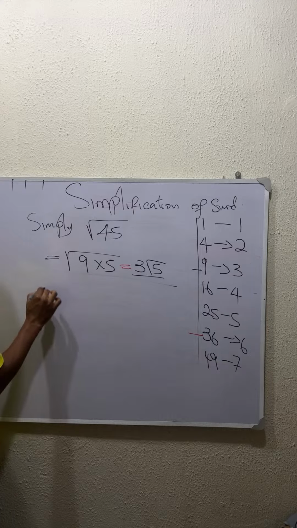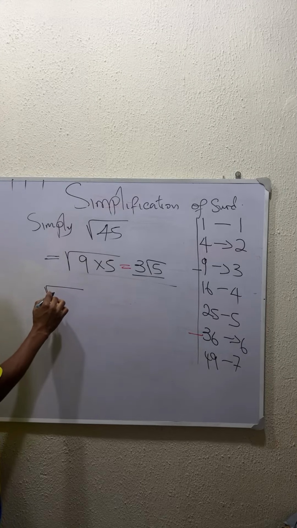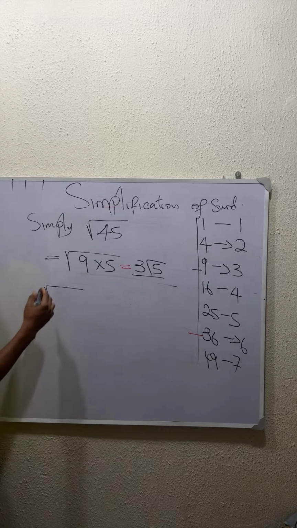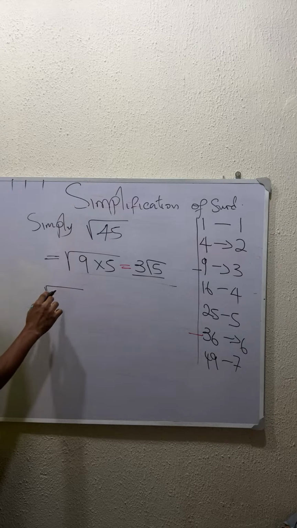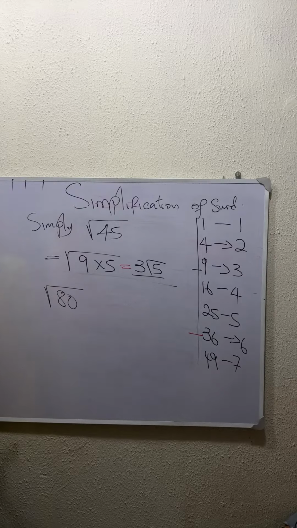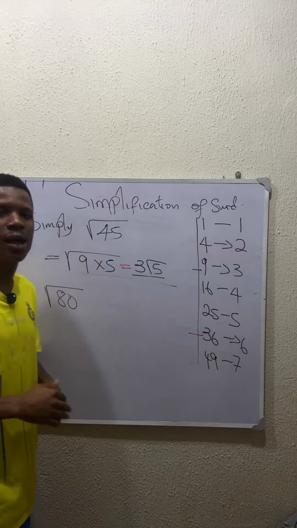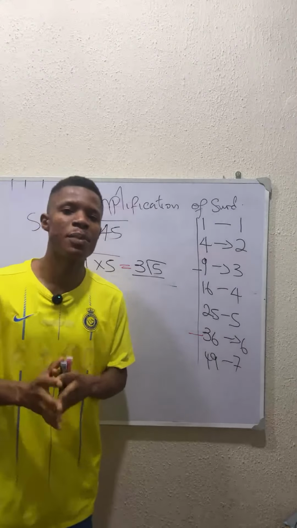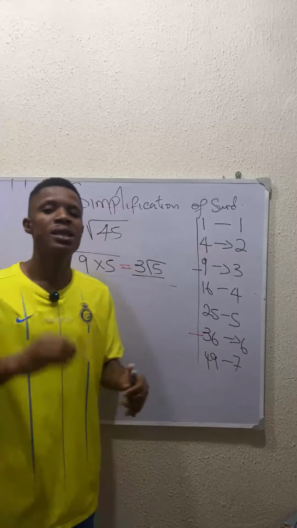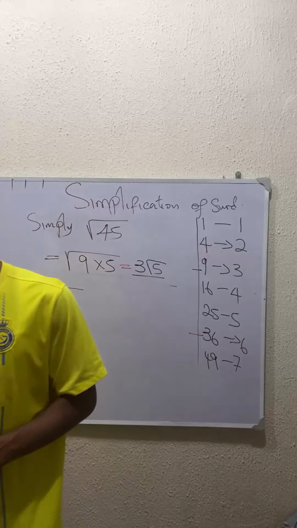So the next one we look at is a surd, the square root of 80. What is the closest perfect square to 80 that can pair up to get the answer?